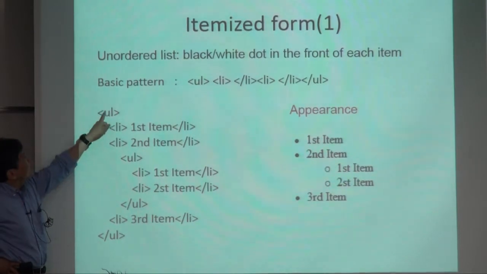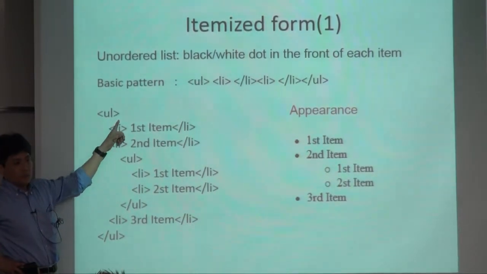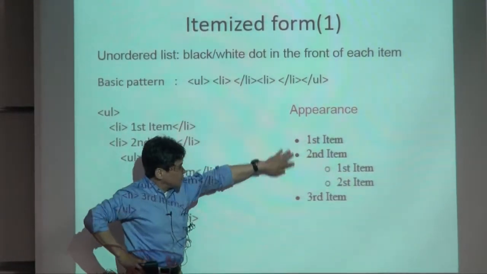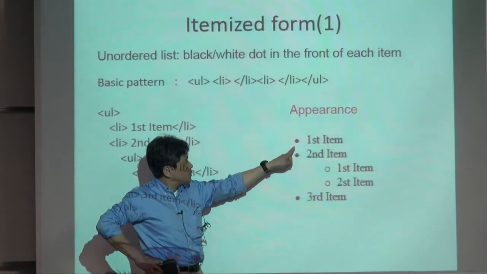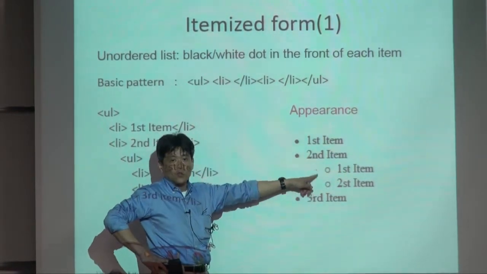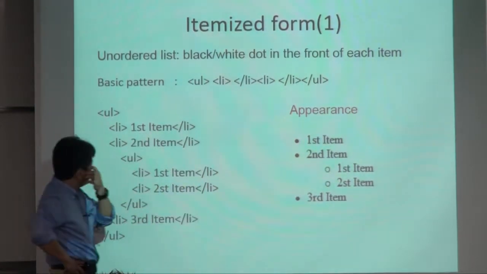So this case is an unordered list. UL tag means unordered list. So no order numbers. Only a black and white dot is put in front of each item. Okay.